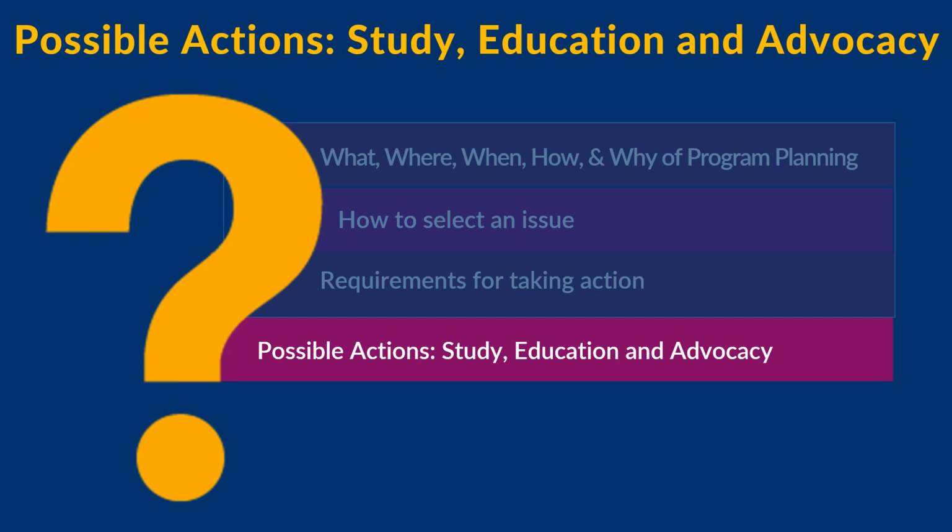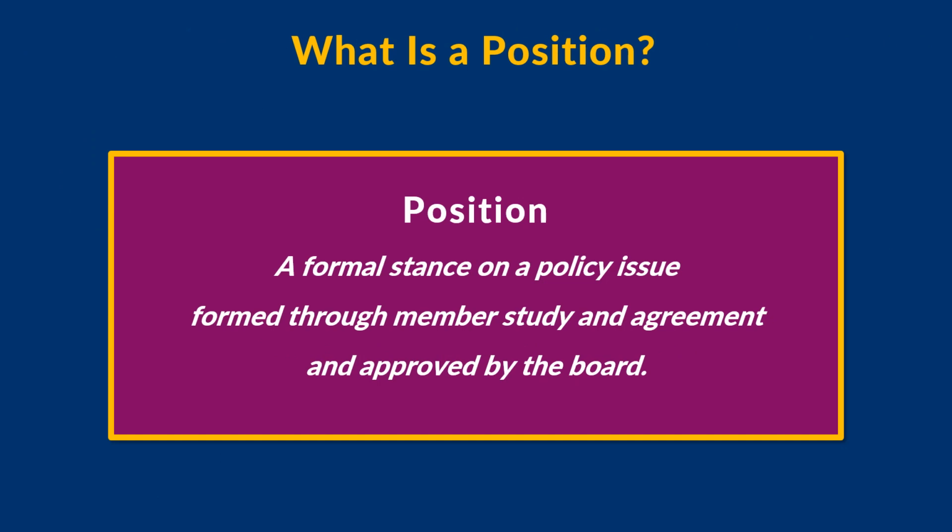Now let's look at the possible actions, study, education, and advocacy, and the impact of having a position on our choice of the appropriate actions. A position states the league's formal stance on a policy issue. It is formed through member-conducted study and agreement, approved by the appropriate board, and then used as the basis for league action. Each position affirms a basic philosophy in general terms, defines the goals desired, and establishes guidelines against which proposals can be measured.